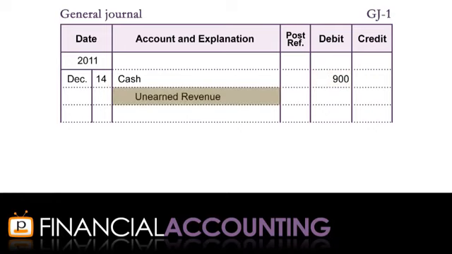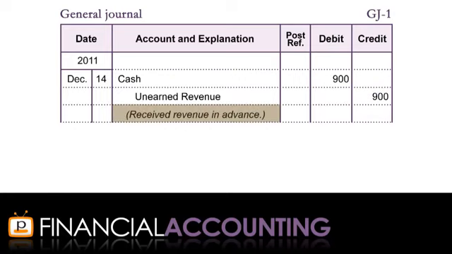Next, we enter the credit side of the transaction by entering the name of the account to be credited, unearned revenue, in the line below where we recorded the account debited. Just note that we indent the account credited to differentiate it from the account debited. Then, enter the amount of the transaction in the credit column. The final step is to record below the journal entry a short description of the transaction.